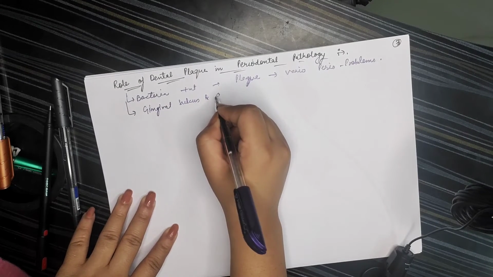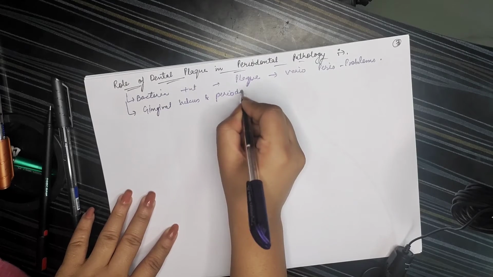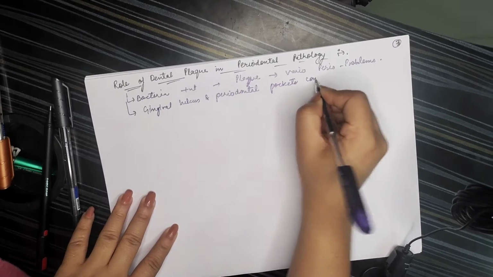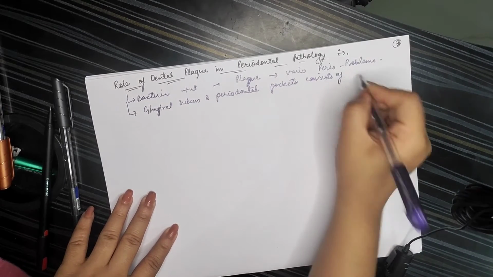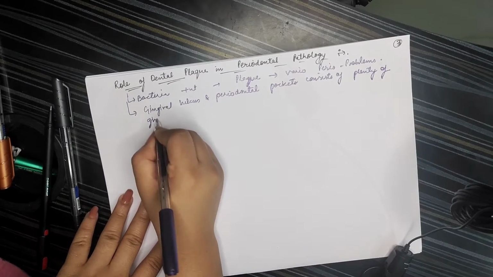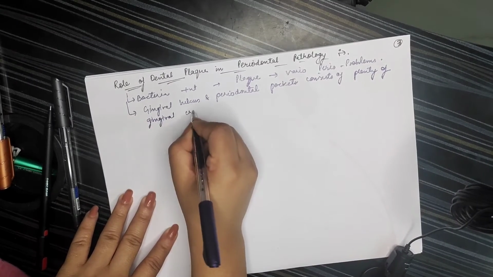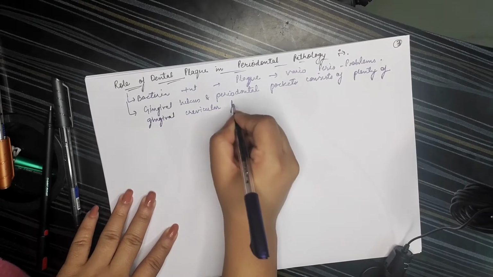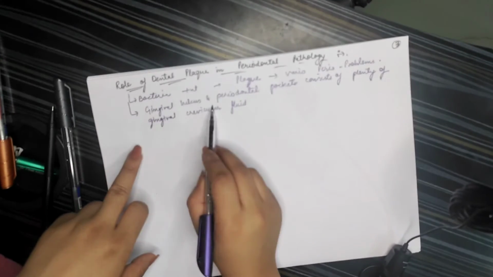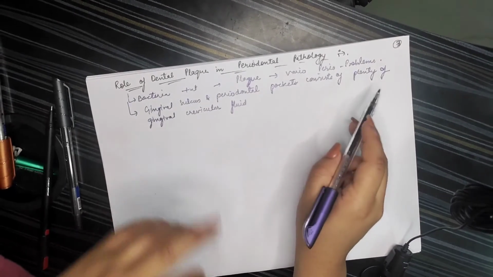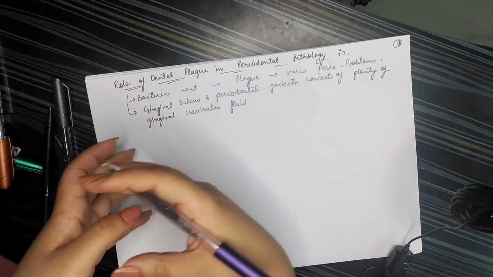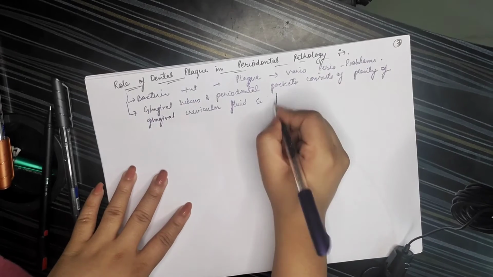The gingival sulcus and periodontal pockets consist of plenty of gingival crevicular fluid, which flows outwards from the base of the pocket.